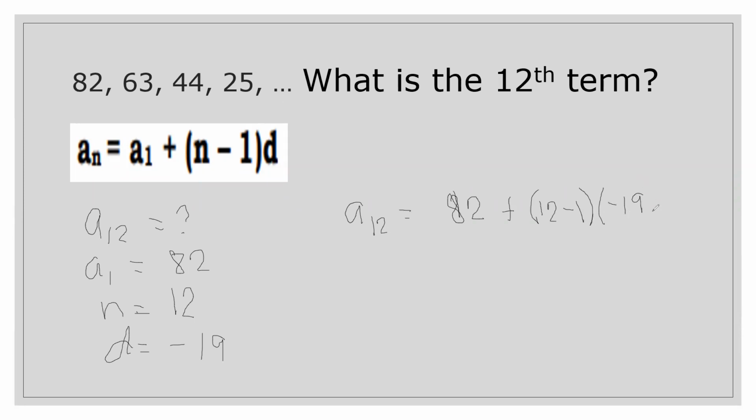Okay? Negative 19. So, it will be 82 plus 12 minus 1, 11. 12 minus 1 is 11. 12 minus 1 yan. So that's 11 times negative 19. Okay? So next is 82. We have to multiply this. 11 times negative 19.